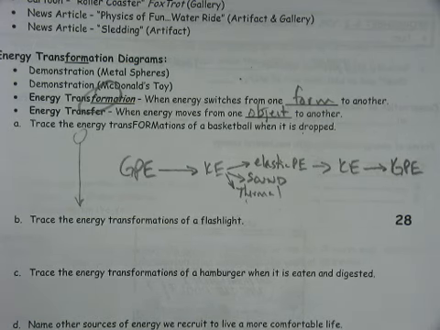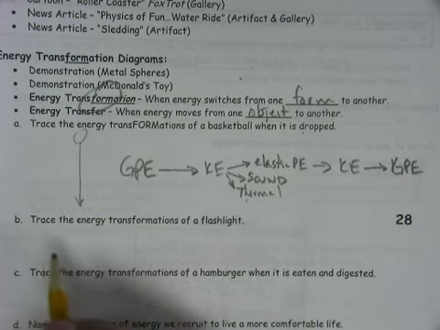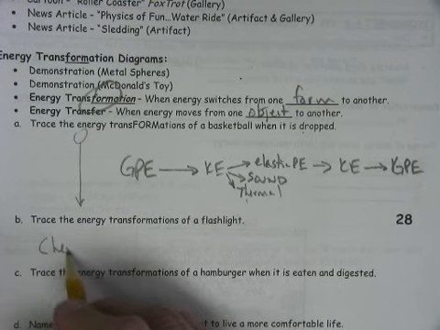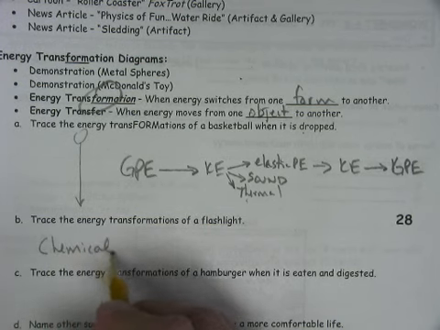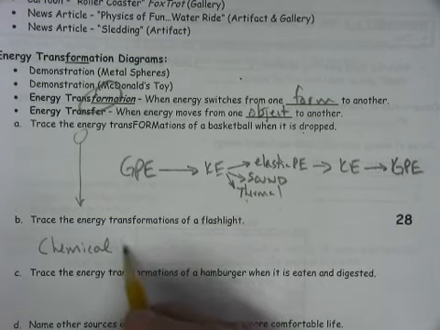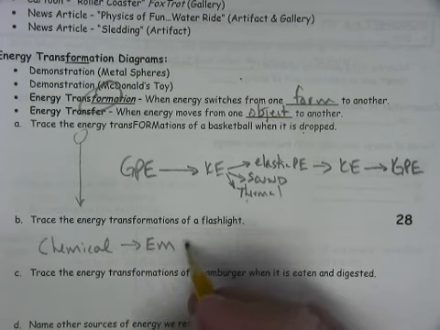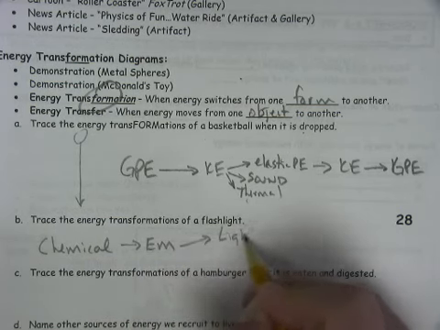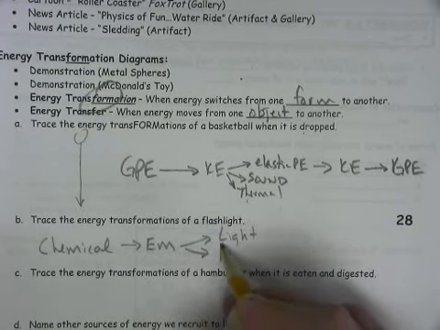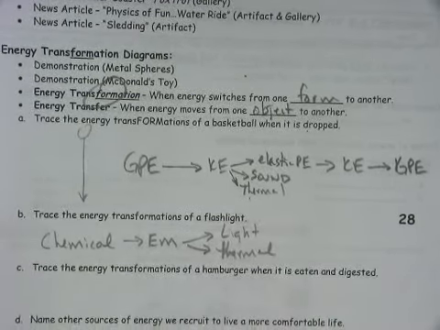All right, the next one, energy transformation of a flashlight. If you turn a flashlight on, where does all the energy come from and where does it go? Well, a flashlight operates off of batteries, and batteries are a form of chemical energy. When you turn it on, there's a little bit of electromagnetic energy. So it goes from chemical potential energy to electromagnetic energy, because there are wires in there, and then that electromagnetic energy turns into light and some thermal energy.